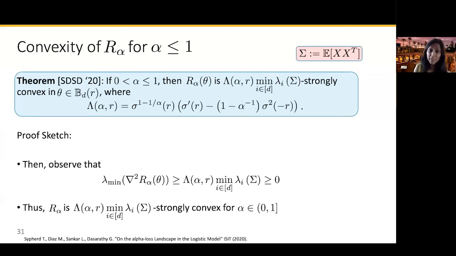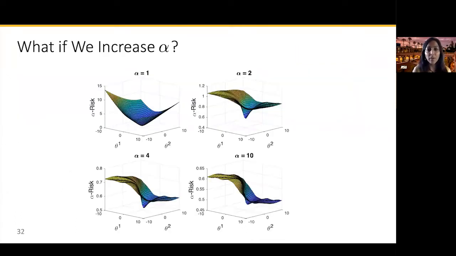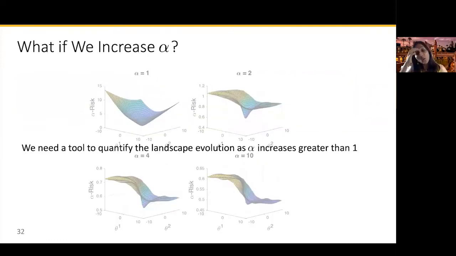So keep this in mind. For alpha less than or equal to 1, I actually have an average risk, the population risk, which is strongly convex. Okay, all right. So what if you increase alpha? Okay, so what we obviously need is a tool. And the next thing to do beyond convexity, one of the reasons learning theory is difficult to explain neural networks, and we're trying to do that now, is this issue of convexity or the loss of it.